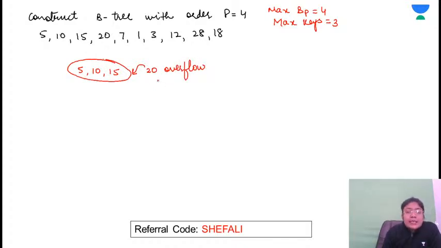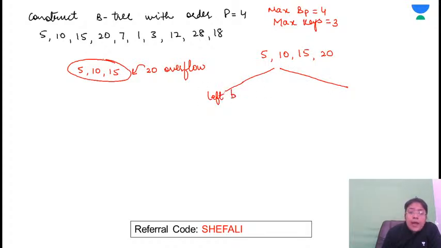So the splitting is done on the basis of the middle element. So we have the elements 5, 10, 15 and 20. Now the question arises whether 10 will go up or 15 will go up. In this case, anything can go up. It depends whether you are working on right biasing or left biasing.